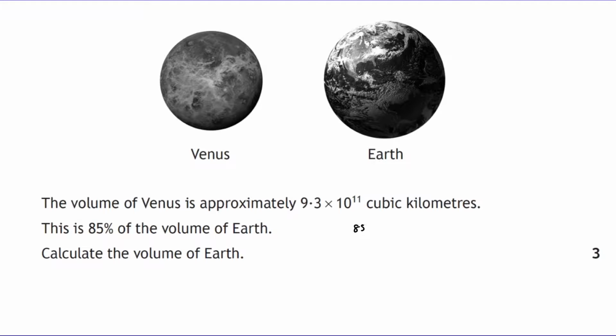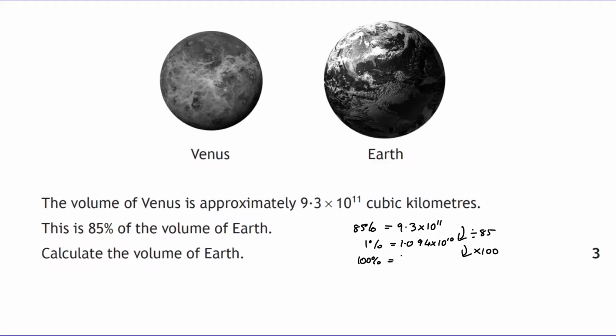So we're saying that 9.3 times 10 to the power 11 is equal to 85% of the Earth's volume. So 1% of the Earth's volume is going to be that divided by 85. So we do 9.3 times 10 to the power 11 using the scientific notation button, divided by 85, that gives us 1.094 times 10 to the power 10, rounded. We're going to keep that in the calculator, then multiply that by 100, that'll get us to 100%, which will be the volume of Earth.